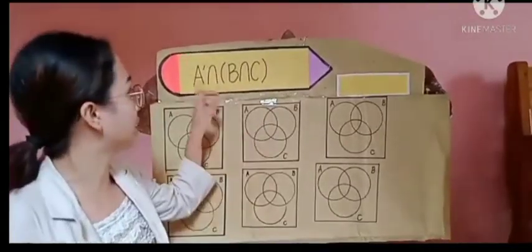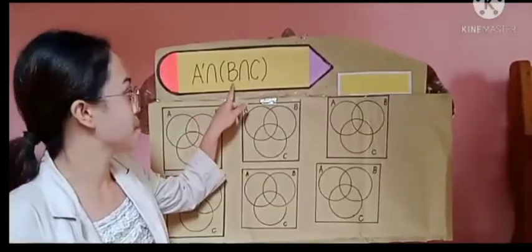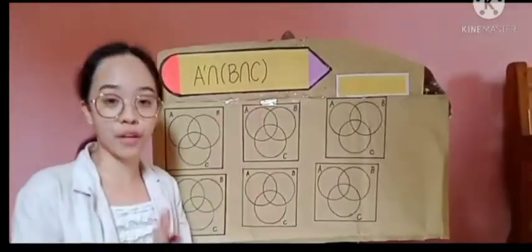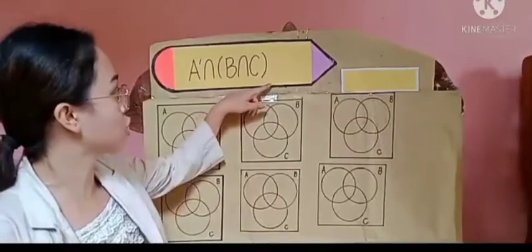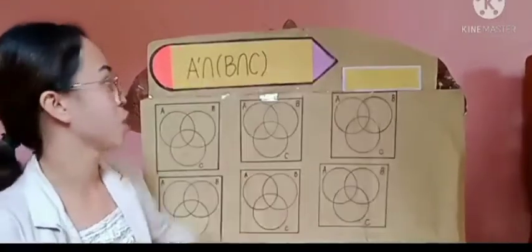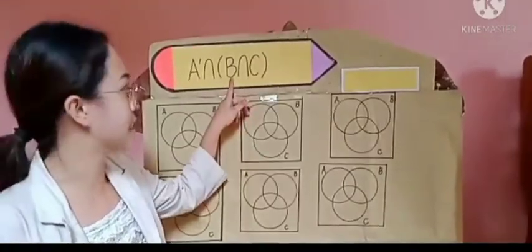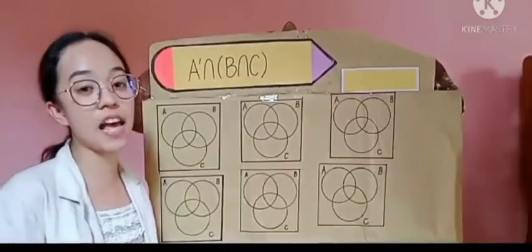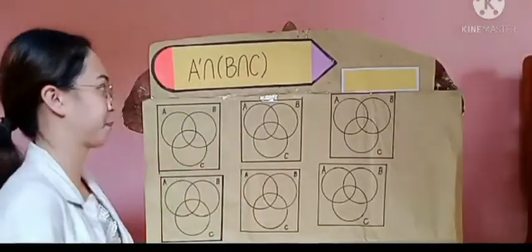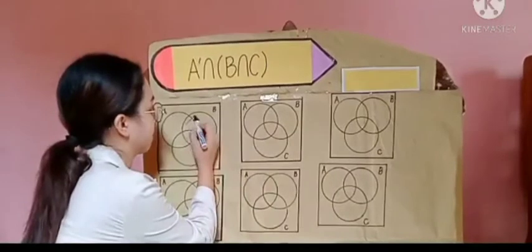So how do we get the intersection of not A, B, and C? First, let us do the B and C. Let us shade first the B. Let us shade everything in circle B.